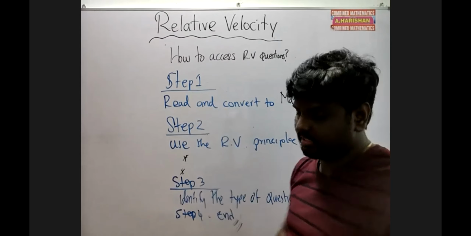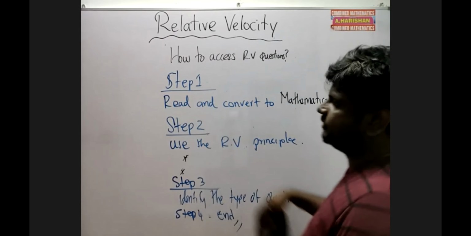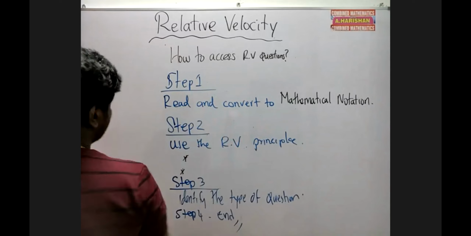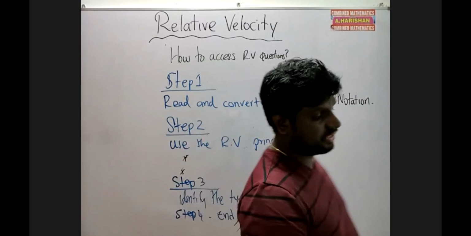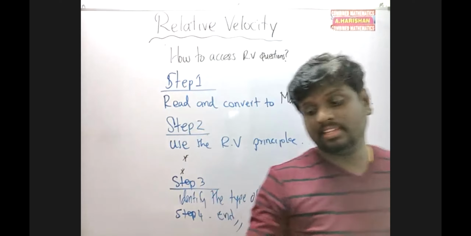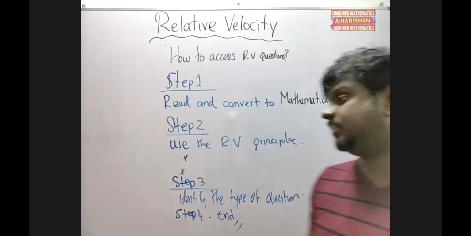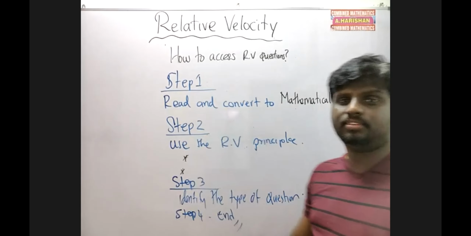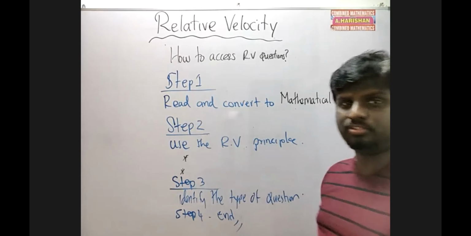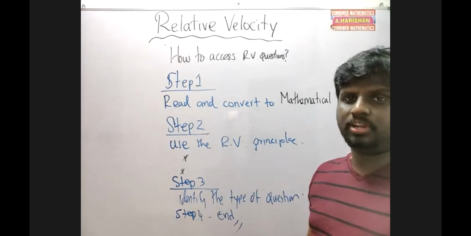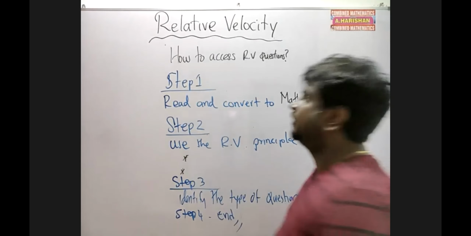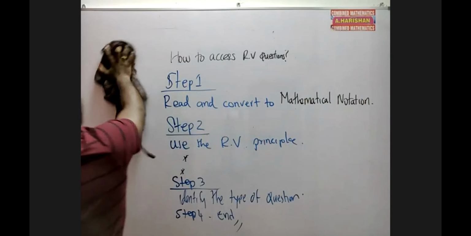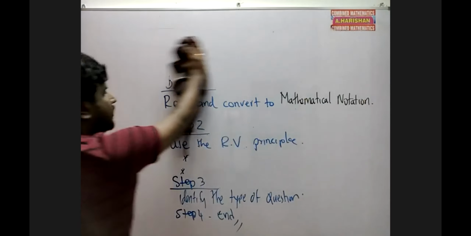So we know that. First, reading and converting. Reading the relative velocity question. It's a heading. What heading did I give? How to read the relative velocity question, or reading and converting to the mathematical. It can be anything. So put this as a heading, a small thing.